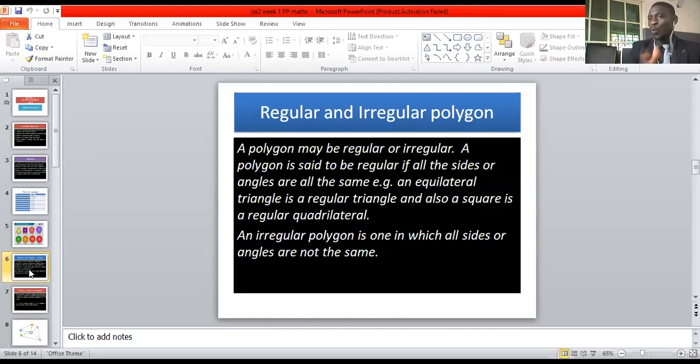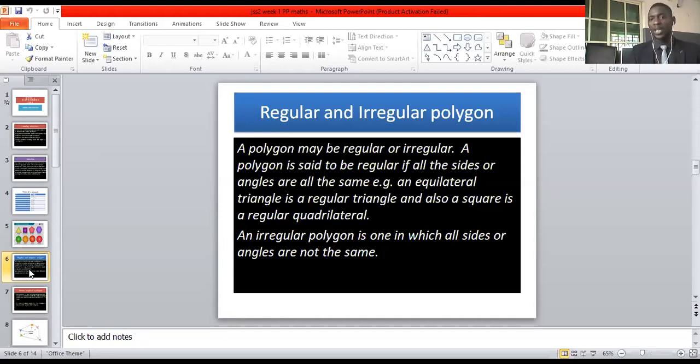When we talk about angles, look at an equilateral triangle. If all the sides are equal, then all the interior angles are also equal. The sum of angles in a triangle is 180. If it's an equilateral triangle, divide 180 by 3. Each angle is 60 degrees, 60 degrees, and 60 degrees, making 180. In a quadrilateral the sum of angles is 360. If you divide 360 by 4, you have 90, 90, 90, and 90.